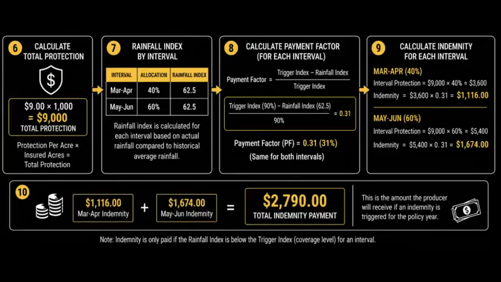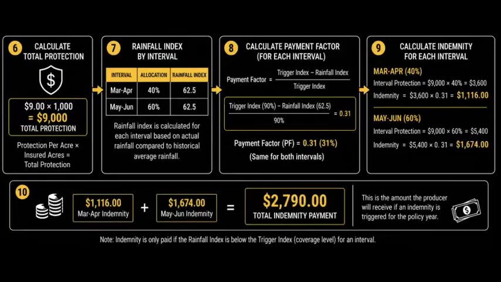60% of the total protection was allocated here. $9,000 multiplied by 60% gives us $5,400 of interval protection. We multiply that amount by the same payment factor of 0.31. That produces a May-June indemnity of approximately $1,674. Finally, in Step 10, we add the indemnities from the two intervals together.